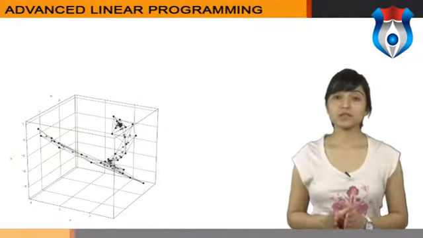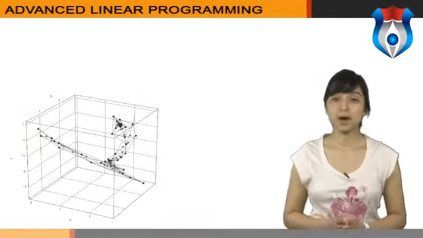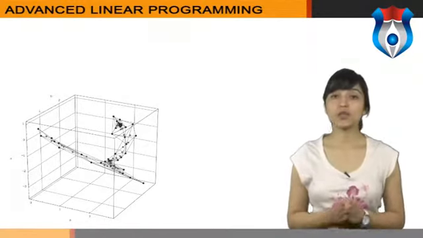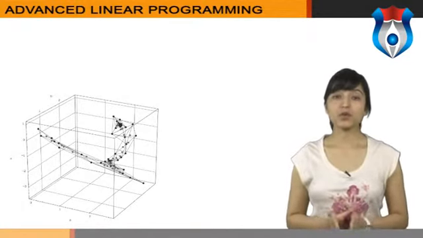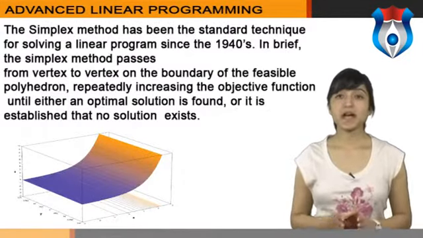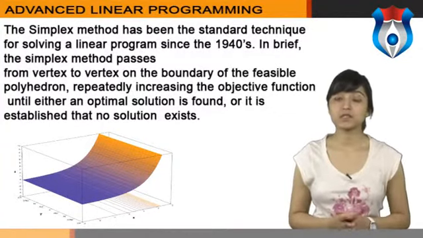The simplex method would be useless if its average behavior was close to the worst case bound. However, empirical studies show that the number of pivot steps is usually linear in n, the number of columns of the table. The simplex method has been the standard technique for solving a linear program since the 1940s.